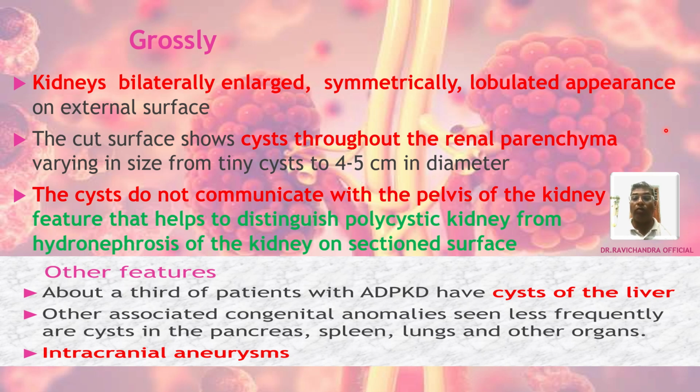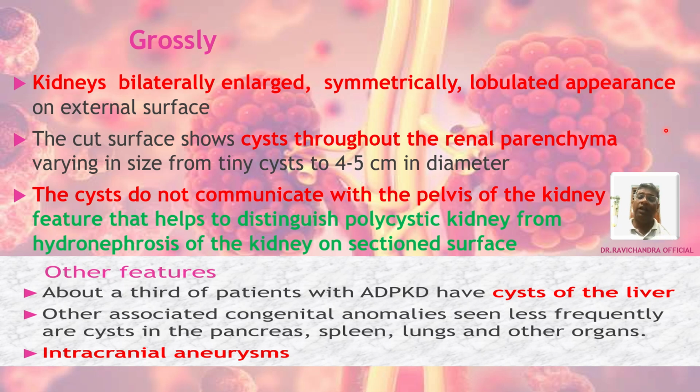The cysts will not communicate with the pelvis of the kidney, whereas in hydronephrosis, when you see the section surface, the cysts will communicate with the pelvis. So, in hydronephrosis, there will be communication with the pelvis, but in polycystic kidney disease, there will not be any communication of the cysts with the pelvis. This is the identifying feature to distinguish hydronephrosis from a polycystic kidney.